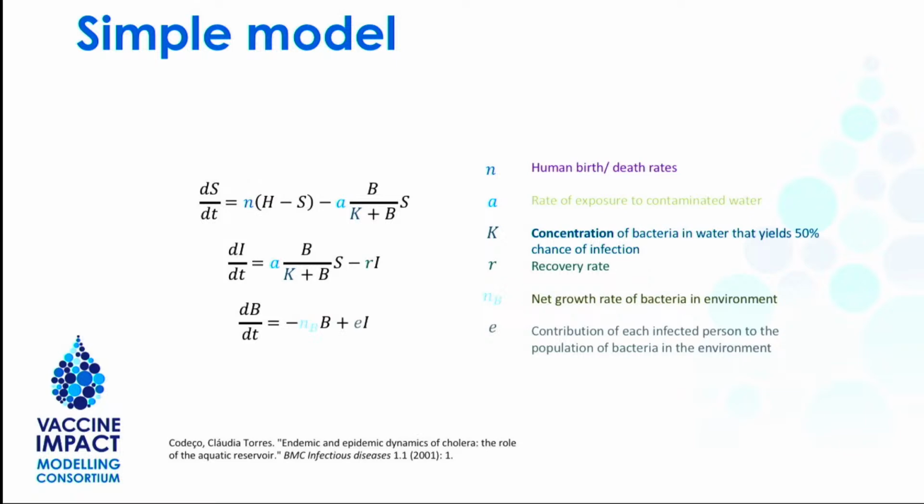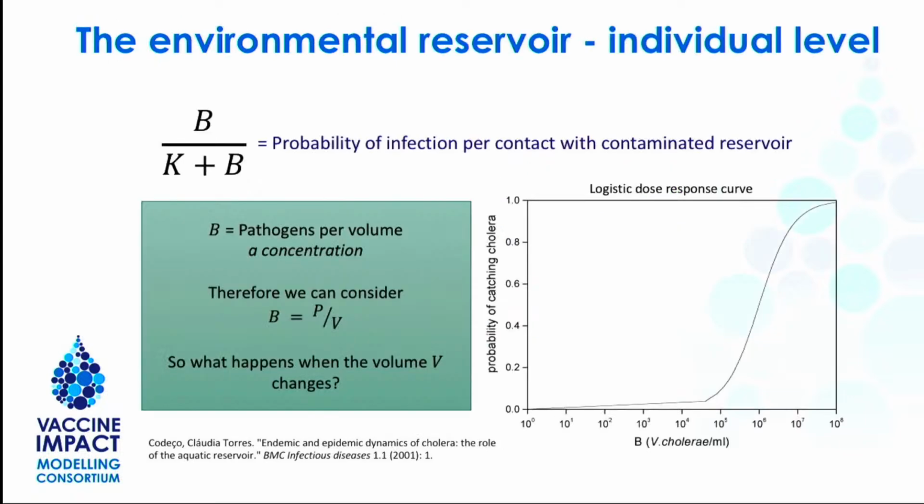Great. So let's go back. Now we've got a good feel for what this parameter K is meant to be. Let's go back to looking at that B over K plus B transmission probability. Okay. So as we said, this is the probability of infection per contact with a contaminated reservoir. It's a bit odd because when we talk about B, this variable B, this is pathogens per volume. So it's a concentration. Here we've got concentration across the bottom. So we could rewrite this as pathogens divided by volume as a concentration.